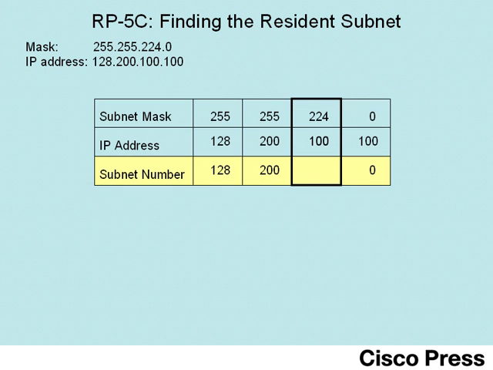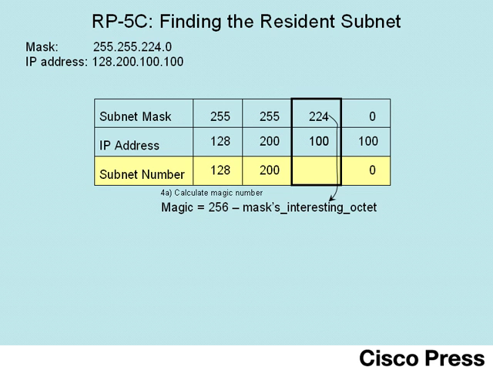Now at first glance the process may seem a bit odd, but it always does give the correct answer and it doesn't require any binary math. The first part of step 4 starts with a calculation of the magic number. The magic number is calculated as 256 minus the mask's value in the interesting octet, which is 224 in this case. So in this case our magic number is 256 minus 224, or 32. Now there's nothing particularly magical about it, it's just a word I use to describe this particular number. As it turns out, the resident subnet number in the interesting octet is a multiple of this magic number.